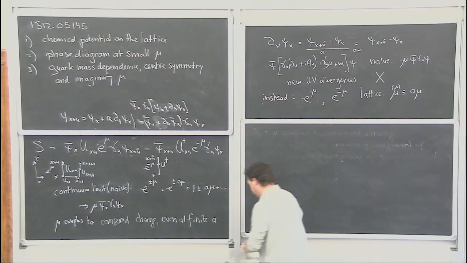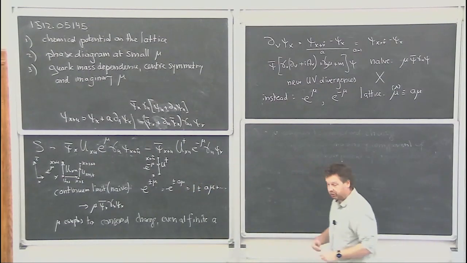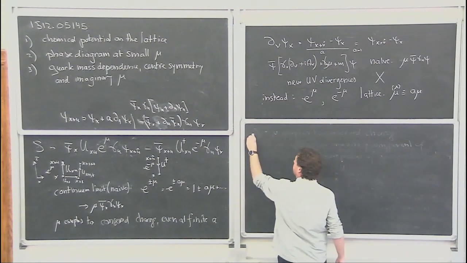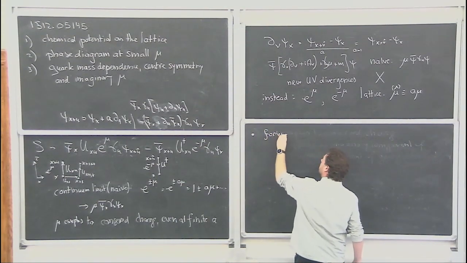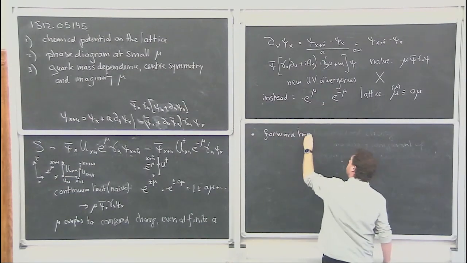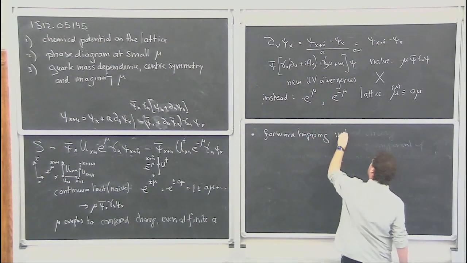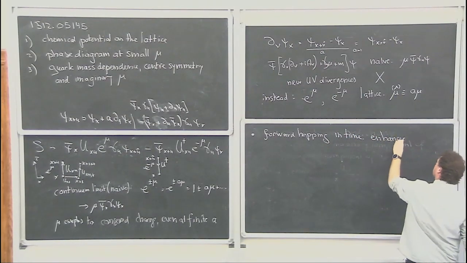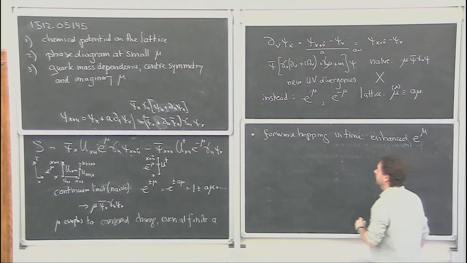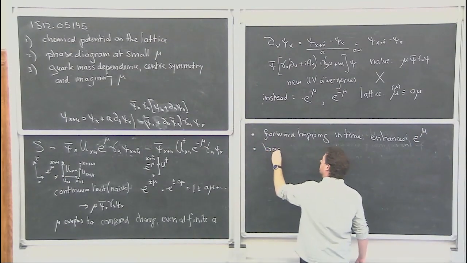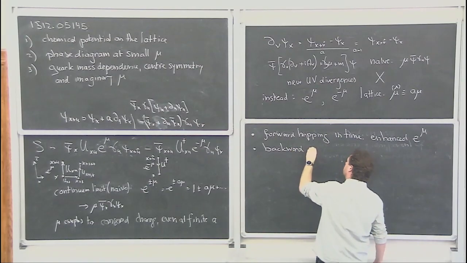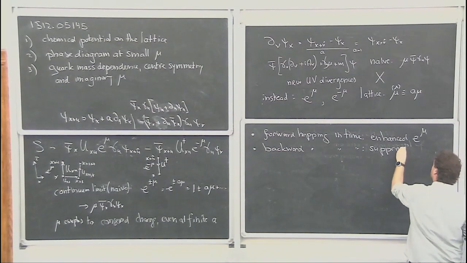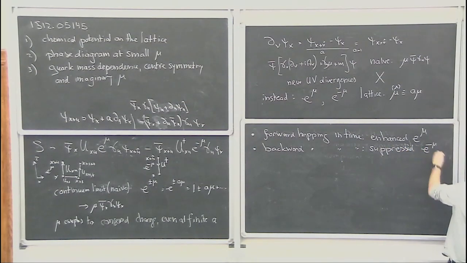So I want to use this to arrive at something which will be of interest for this third part of the talk. So forward hopping, so a forward step in Euclidean time, is enhanced by e to the plus mu. Backward hopping in time is suppressed by e to the minus mu.